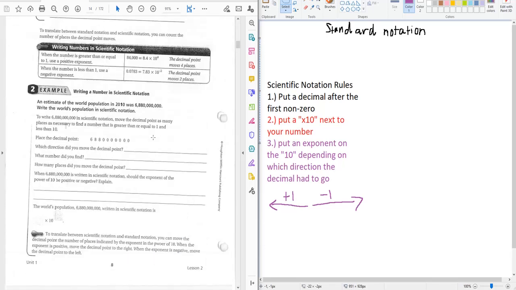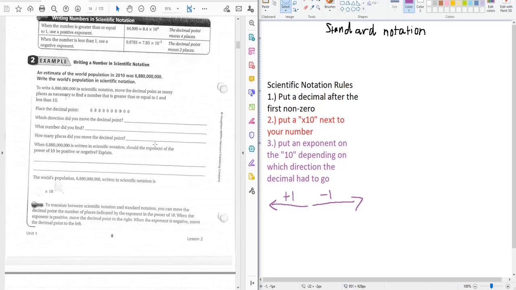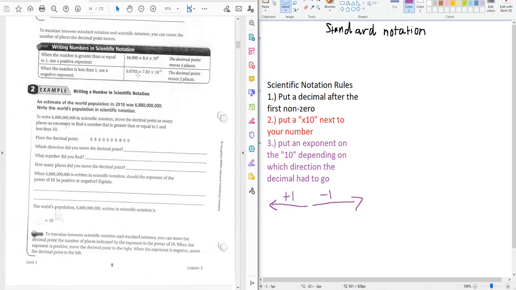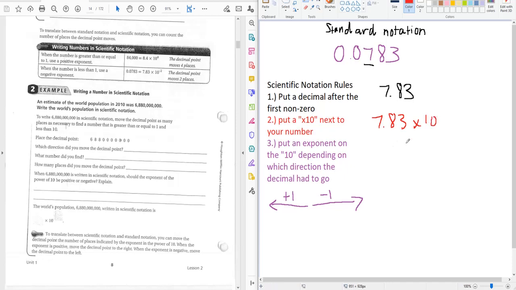So let's say we got 0.0783. So let's try that. Again, put a decimal after the first non-zero. The first non-zero here, starting from the left, is 7. So 7.83. Put a times 10 next to it. So 7.83 times 10. And then put an exponent on the 10 depending on which direction you went.